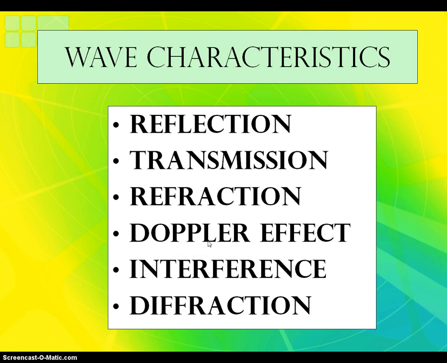We can also observe the Doppler effect from light. So if light is moving towards us, the wave gets smushed up and the wavelength gets smaller, and therefore it looks more on the blue end of things, whereas if something that's emitting light is moving away from us, it stretches it out and it looks more on the red side of things.